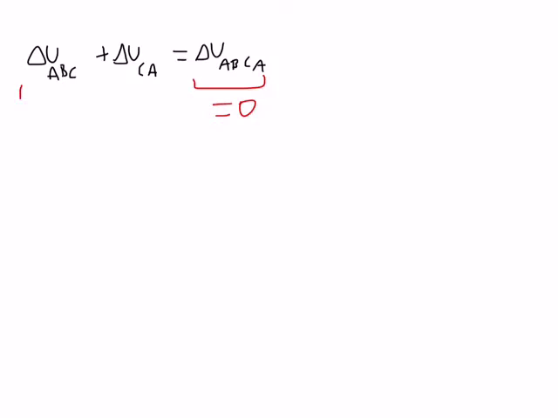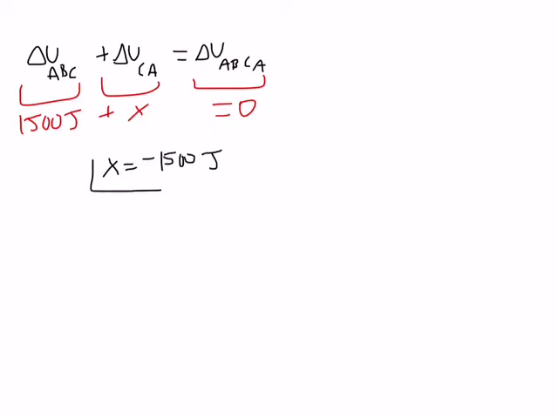This we got before. This is 1,500 joules. And this last bit is what we want to find. And that's a very easy equation to solve. Right? And so when you do that, it's just x equals negative 1,500 joules. Right? And that's the answer.